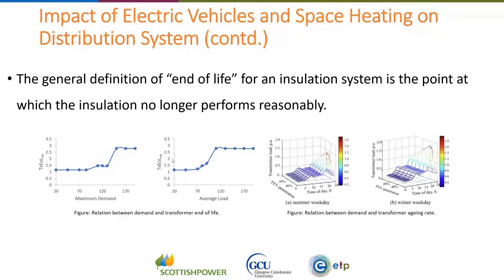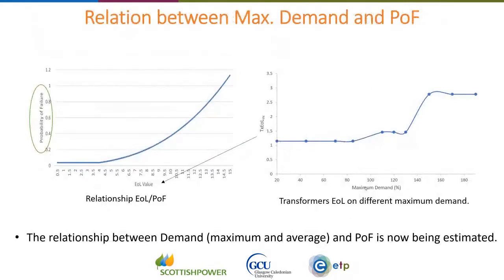It is simulated for a transformer loaded at around 100% for 8 years. Comparing with the general case, for example a transformer loaded at 50%, it has 2.5 times the general aging. It has 2.5 times the aging due to the electric heating and the electric vehicle load on that network.